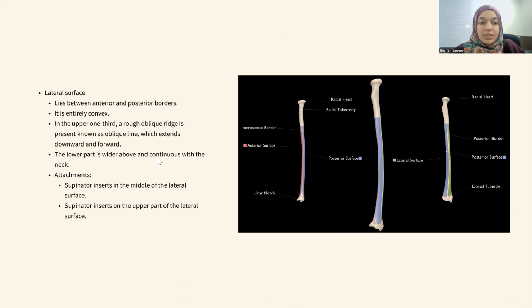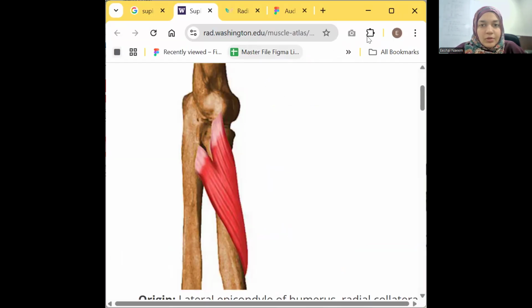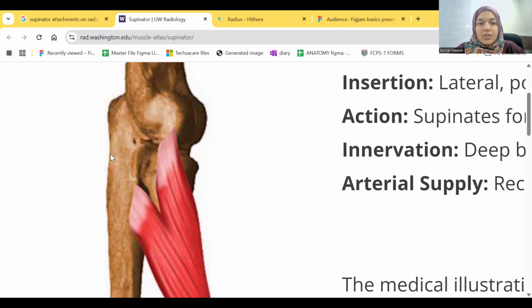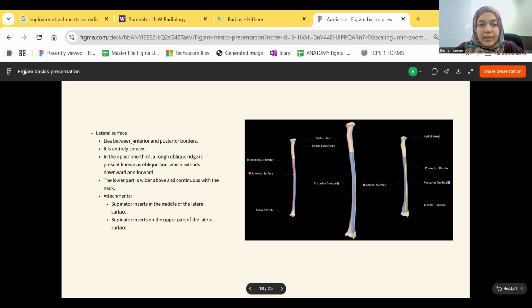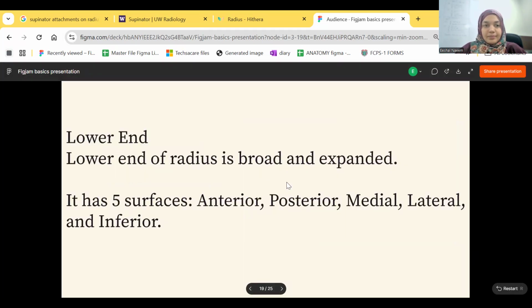Now we have two attachments here. The supinator inserts in the middle of the lateral surface and on the upper part of the lateral surface. So the supinator is attaching to two parts of the surface, right? Let me make it clear. I tried to open up an image for you. Can you see this, please? Here we can see that there are two attachments on the radius for the supinator, right? Okay, moving on.